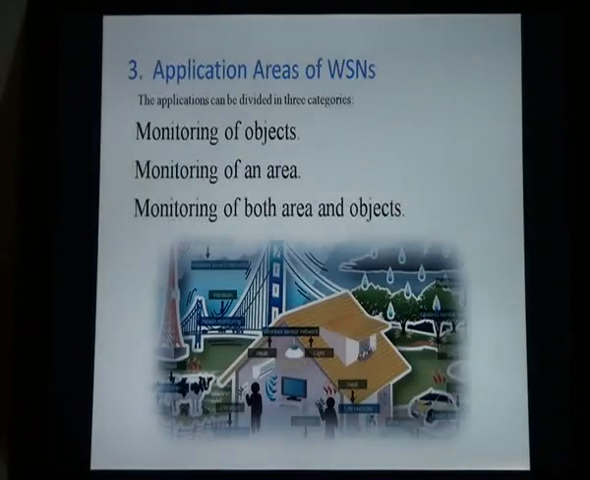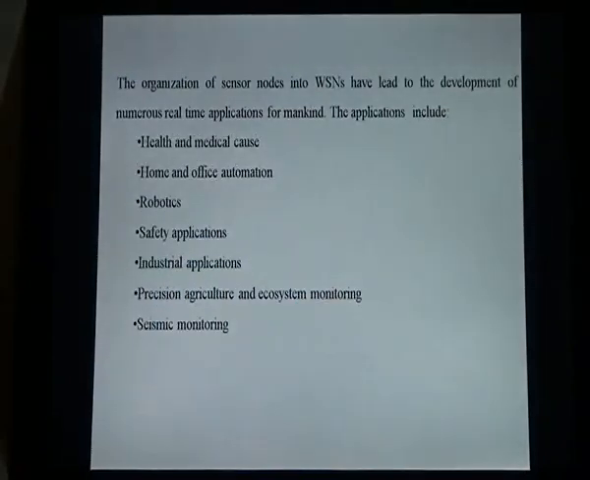As far as the application areas are concerned, WSNs have a plethora of application areas. Broadly, they can be used to monitor objects, they can be used to monitor an area, or they can be used to monitor both area as well as object. Since the applications are vast, they can be used in healthcare, in offices or smart homes, in robotics, for other safety applications, for industrial applications, for agriculture, and for seismic monitoring.